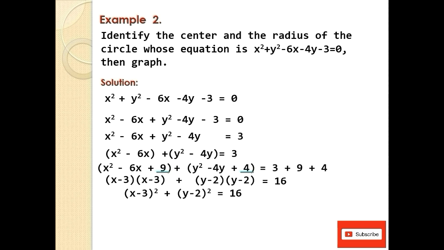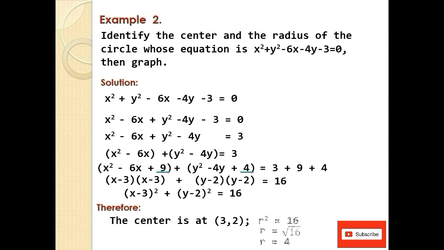So looking at our equation, we understand that the center is at positive 3 and positive 2. And our radius is 4 units. Now we are ready to graph.